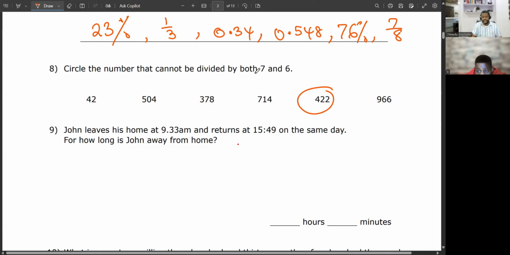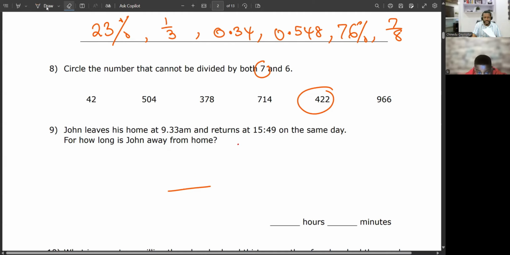Let's check if it can be divided by 7 first. So I'll use the Boston method. 7 in 42 is 6, and that's 42. But it cannot go into 2, definitely. So it cannot be divided by 7. All right. Number 9, that's correct.